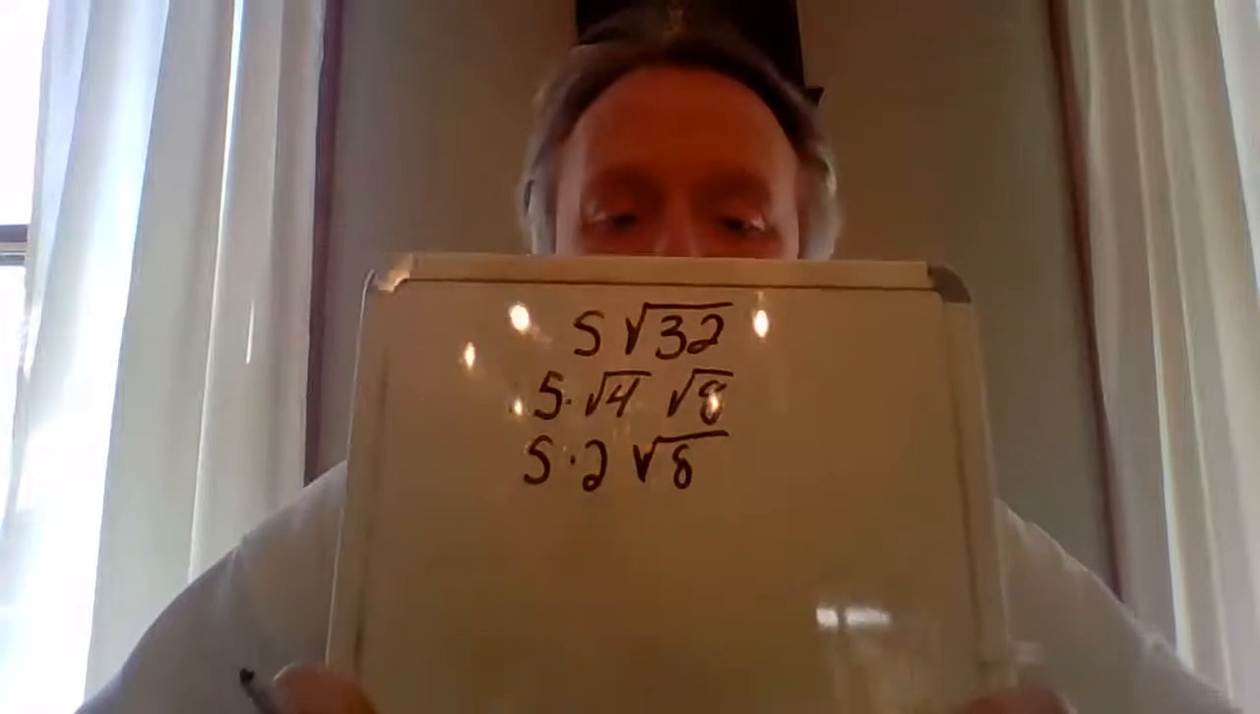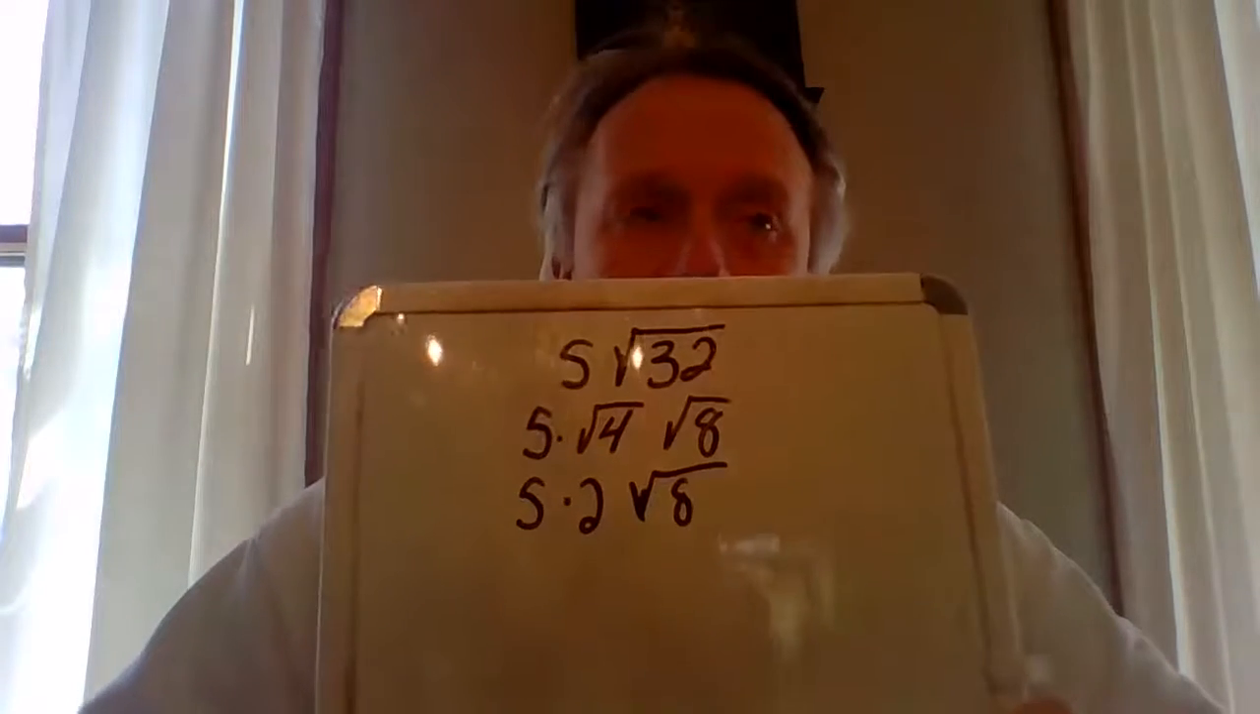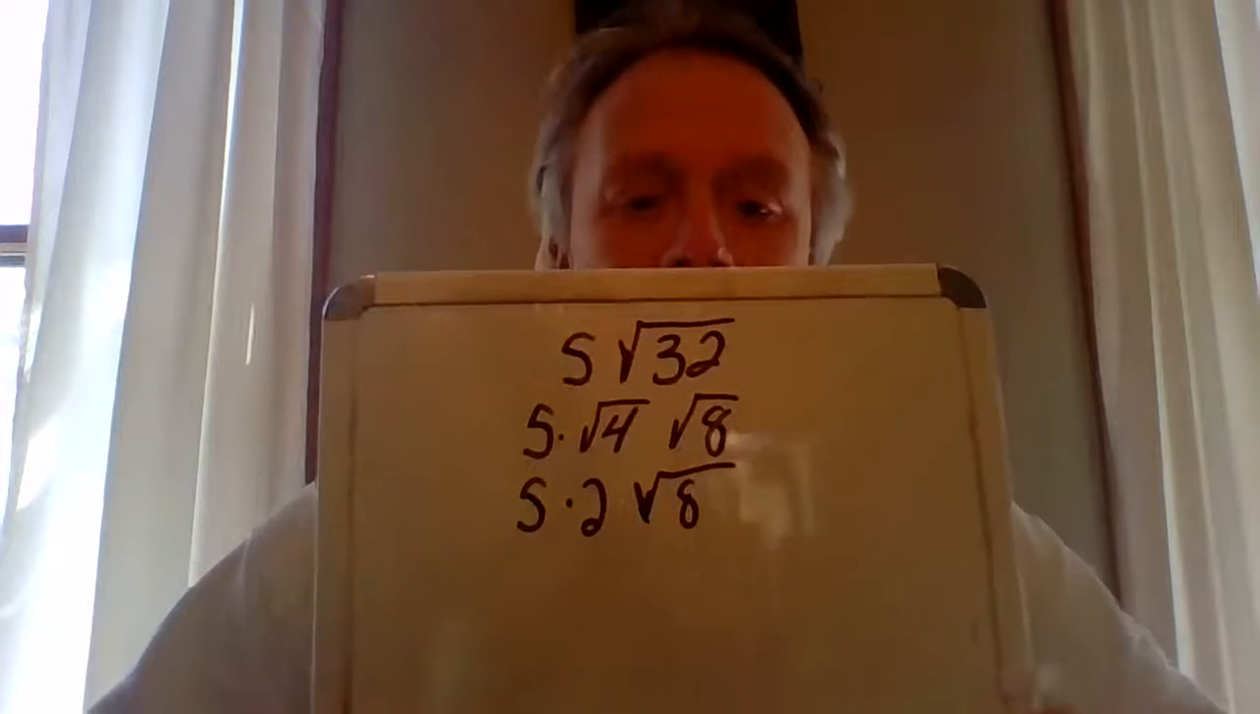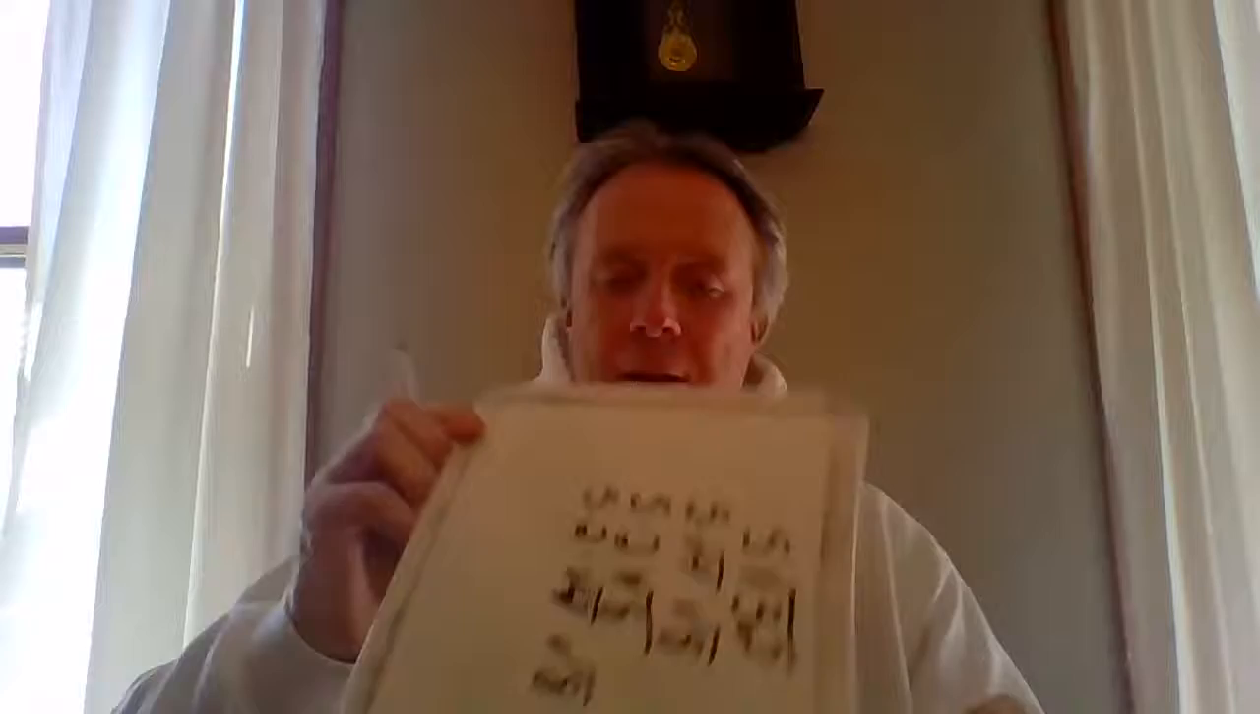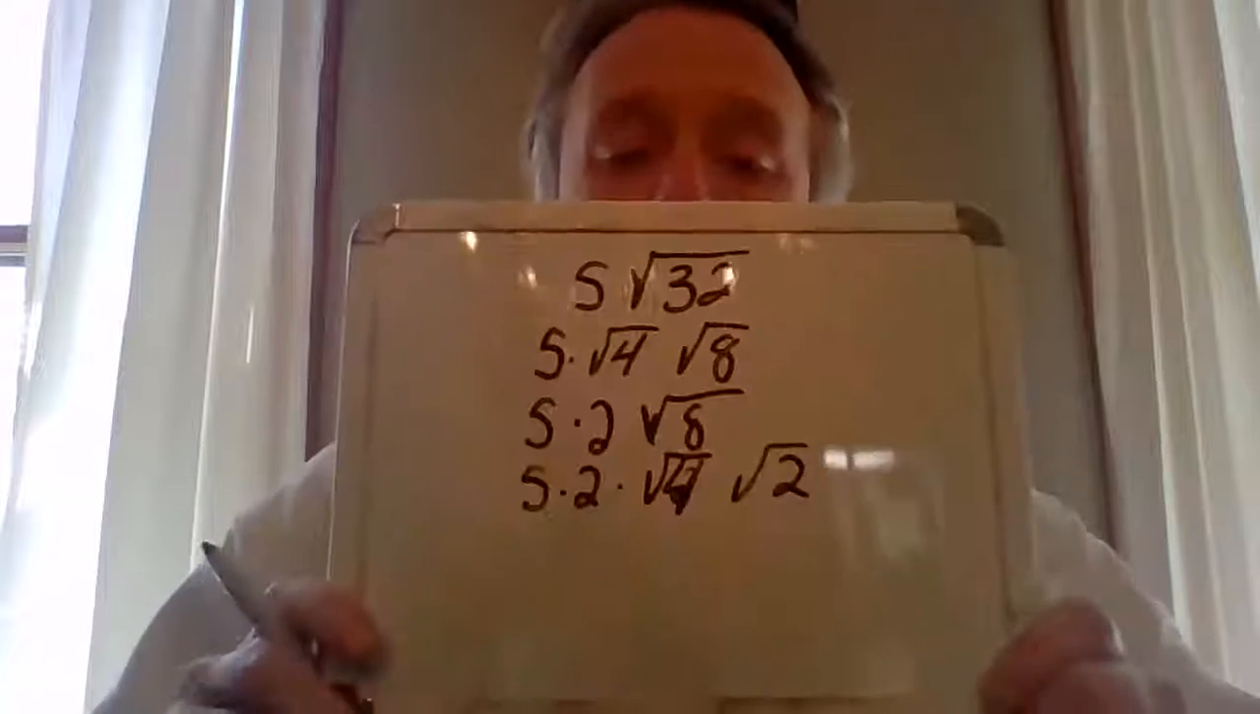Let's look at the radical 8. Is there a perfect square that goes into it? Yes, there is. It is 4. So now I'm going to have 5 times 2 times radical 4, radical 2. I apologize. Radical 4, radical 2.